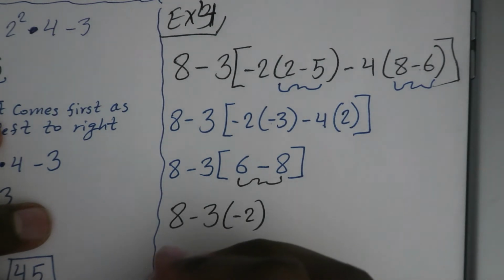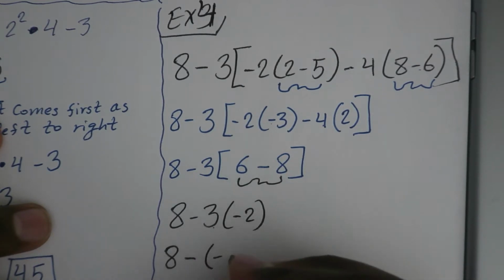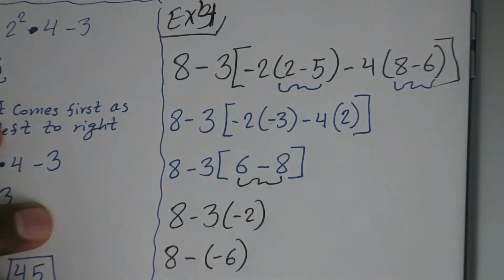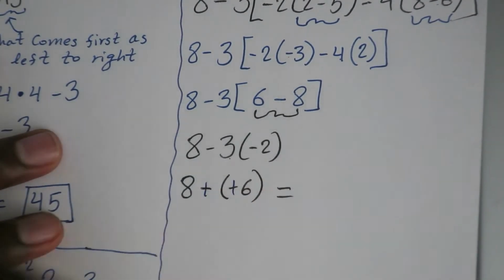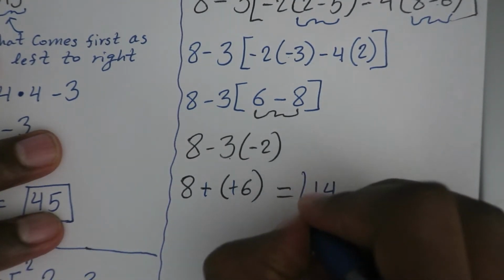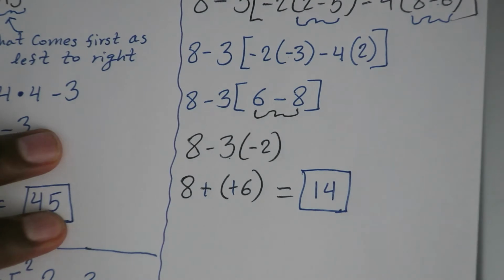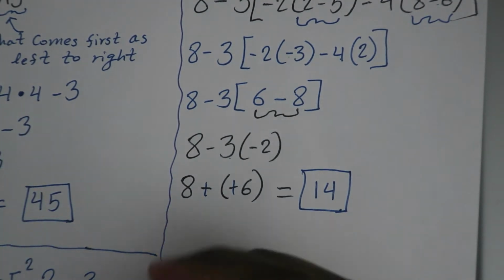Now, this gives you 8 minus 3 times negative 2 is negative 6, which again turns into a positive. Whenever you have a minus and a negative sign facing each other, subtract means you add the opposite of that number. So this gives you a 14, or you can always use a calculator to do the 8 minus negative 6.